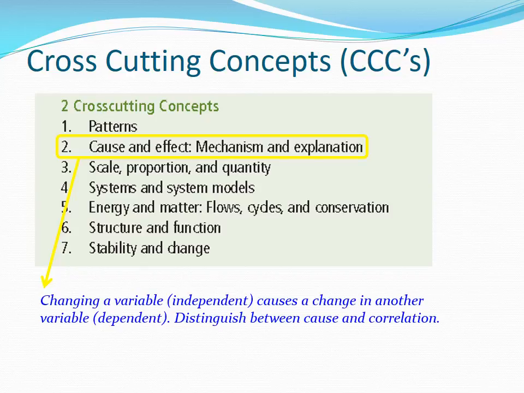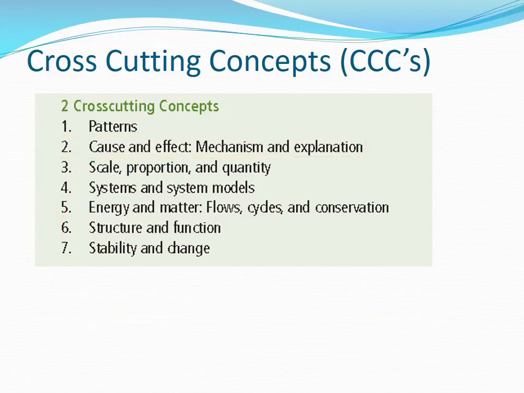One important cross-cutting concept is cause and effect. If you change one variable, it can cause a change in another variable. We often call the first variable the independent variable and the second one the dependent variable. But it's important here to distinguish between cause and correlation. Just because two variables are changing at the same time doesn't mean necessarily that the first caused the second. These are very important concepts, and they're often misunderstood by people.